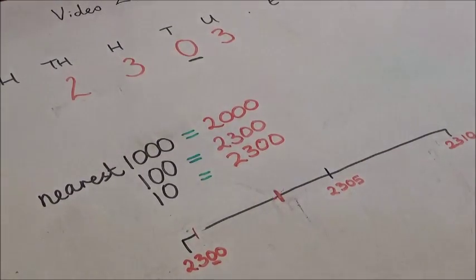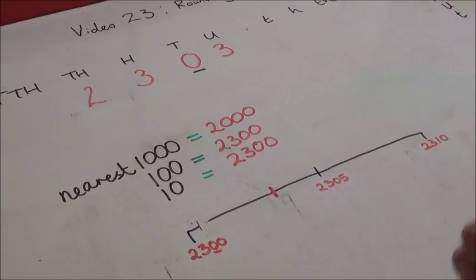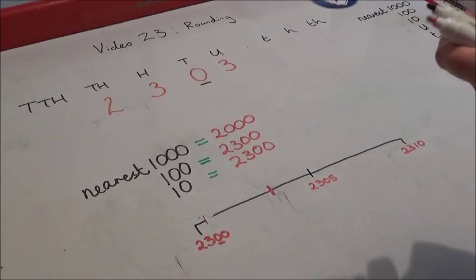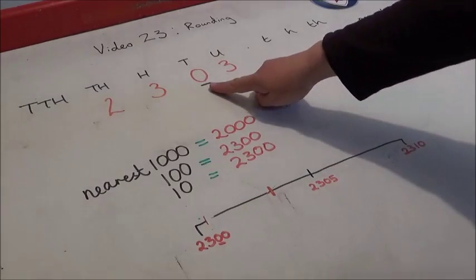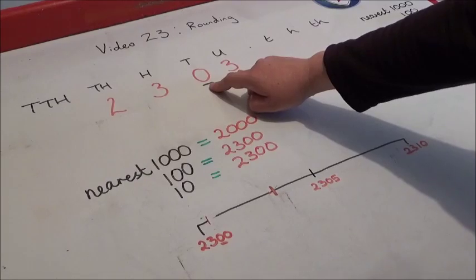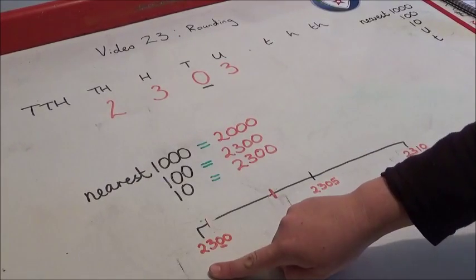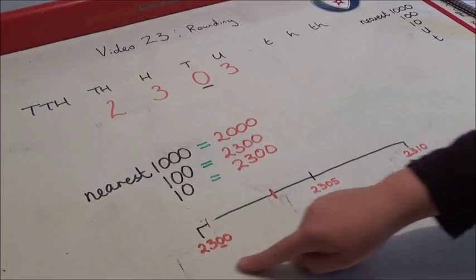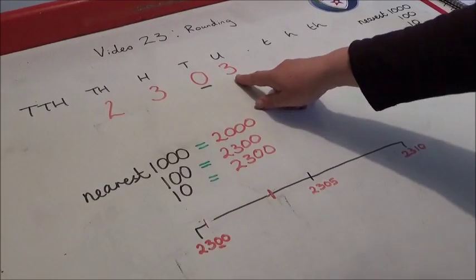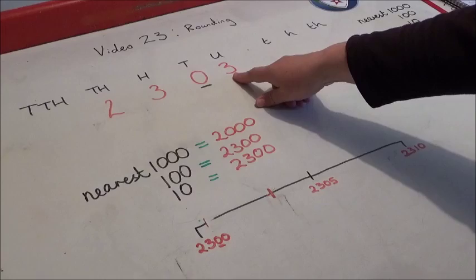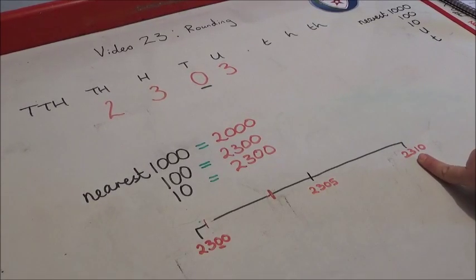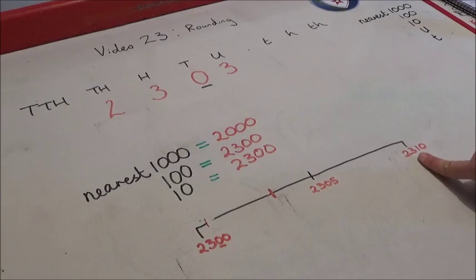Now, some people find it useful to remember that when they're rounding, if the number they're looking at, the previous number, is 4 or less, we're going to round down to the smallest number value. If the number we're looking at is 5 or more, we're going to round up. And we'll go through that in a second when you come to do your examples.